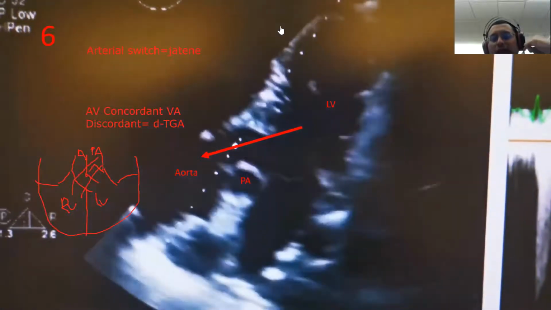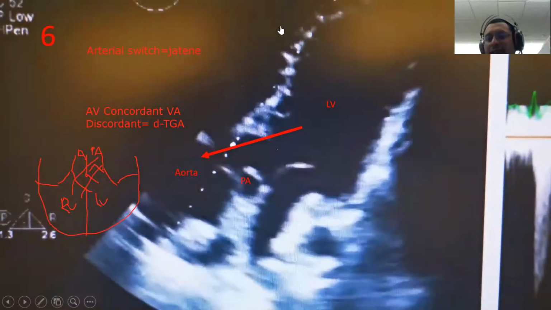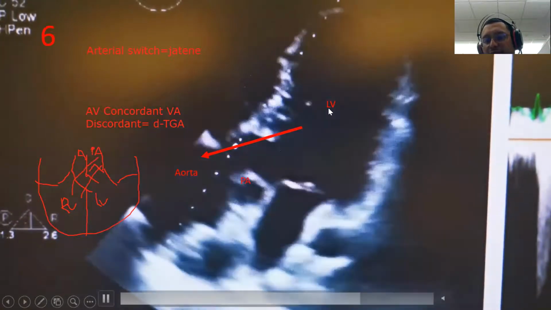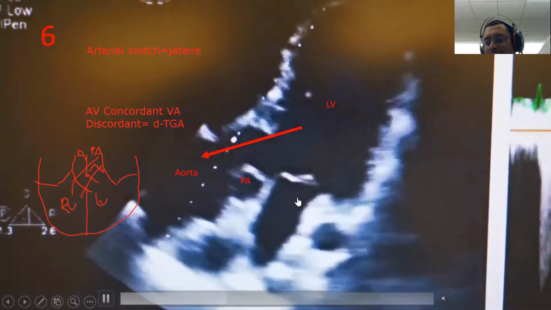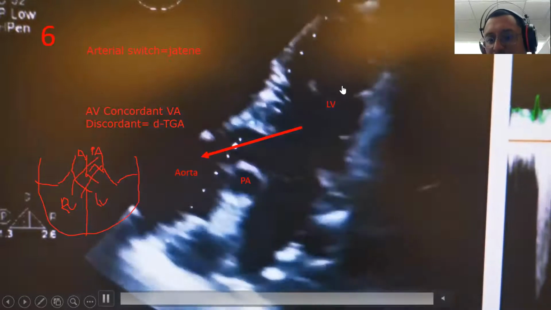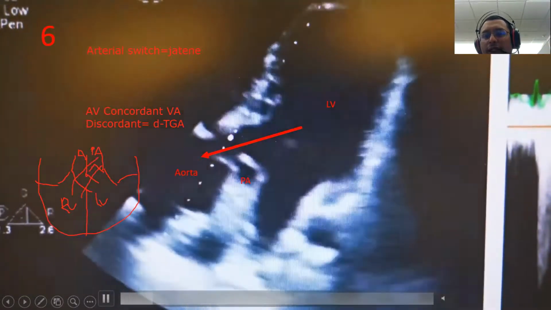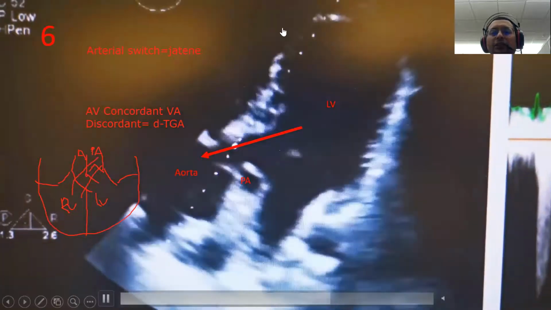So this is DTGA. In CCTGA, you have both discordant, so you have AV and VA discordance. The LA is connected to the RV and the RV is connected to the aorta. So that is CCTGA. We are talking about DTGA, transposition of great arteries, here.